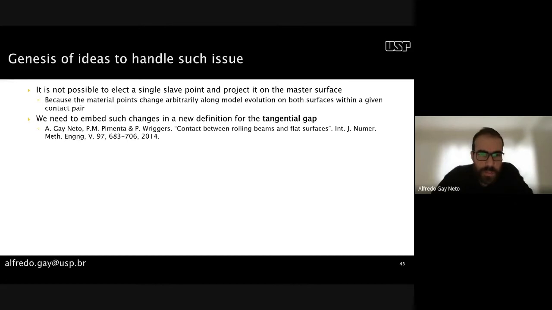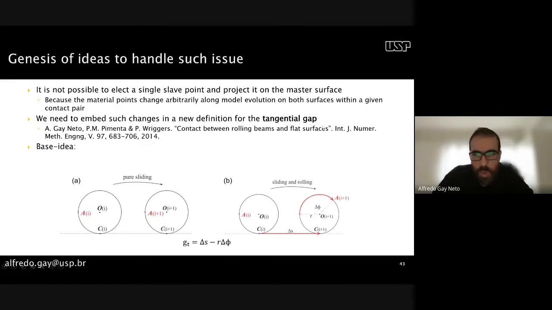The discussion started in this paper, where we redefined the tangential gap quantity from a scenario of rolling of beams on a flat surface. The idea is quite simple. Imagine that we would like to measure the amount of sliding of a body on the other one. That's what we need to evaluate friction. Imagine pure sliding of a cylinder over a flat surface. You have this material point taking contact here and sliding until here. So we have this sliding amount, from here to here. That's the sliding amount. But now imagine that you have sliding, but also some rolling.